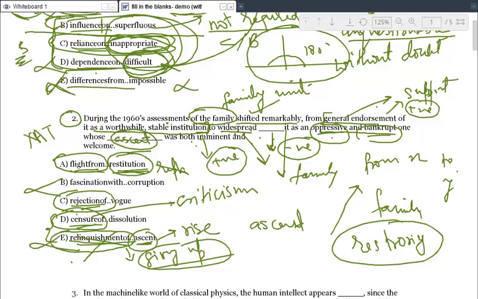During the 1960s, assessments of the family shifted. It shifted from something positive to something negative. Whose dash was both imminent and welcome. So it has to be whose dissolution. Dissolution basically means what? Breakup.